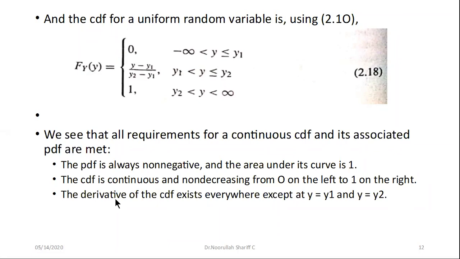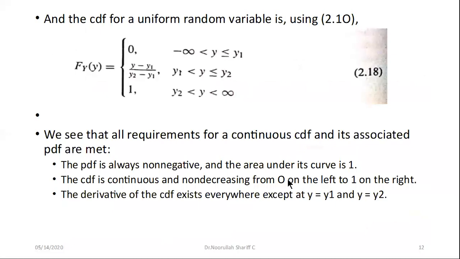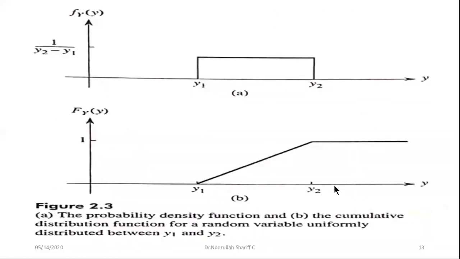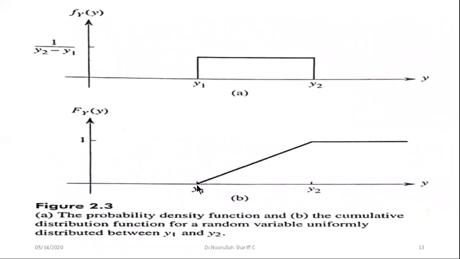Then the third is that the derivative of the CDF exists everywhere except at y equal to y1 and y equal to y2. So the PDF is non-negative and the area under the curve is 1. The CDF is continuous and non-decreasing from 0 on the left to 1 on the right, and the derivative of the CDF exists everywhere except at y equal to y1 and y equal to y2, because these are the discontinuities. Generally, at discontinuities, we say that the derivative does not exist. Okay.